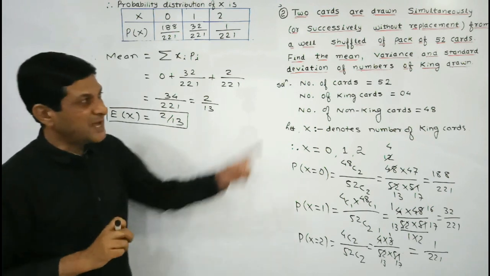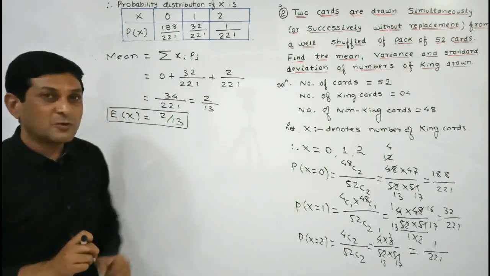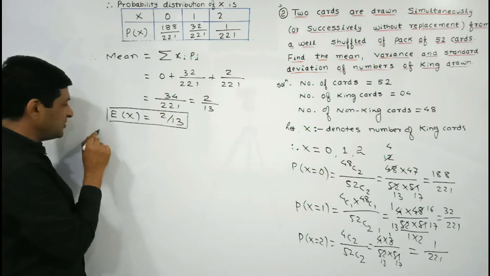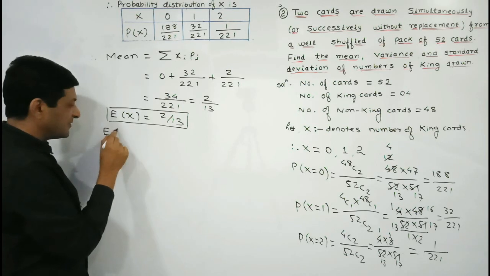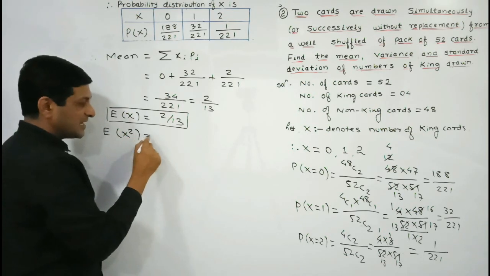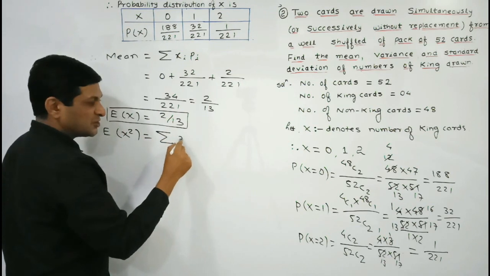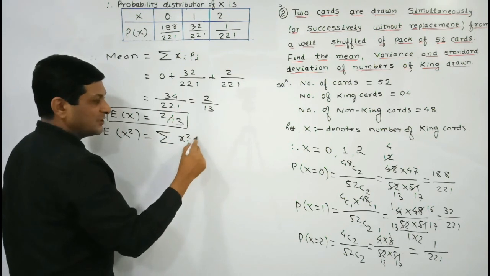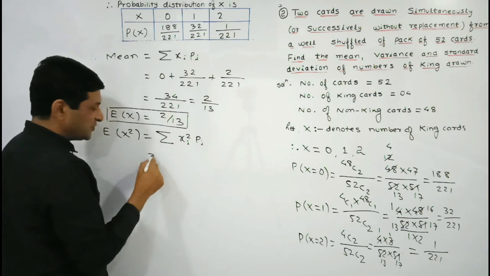Now second required value is what? Variance. But to find out the variance we will require the value of E of x square. So we are finding value of E of x square. क्या फॉर्मूला E of x square का? Summation xi square into pi. So let us apply this formula.